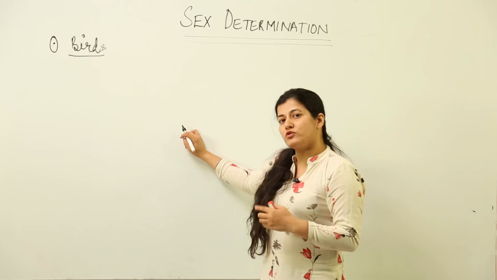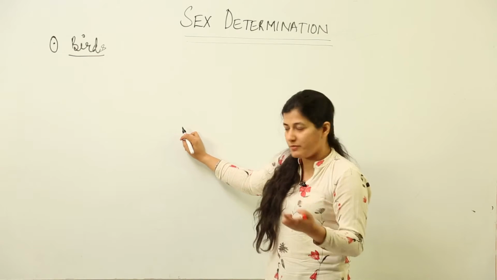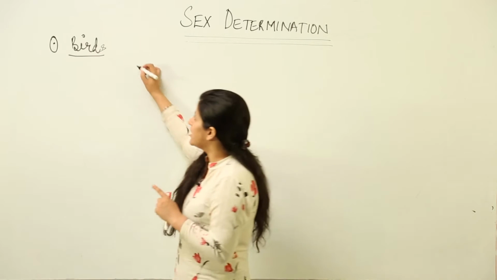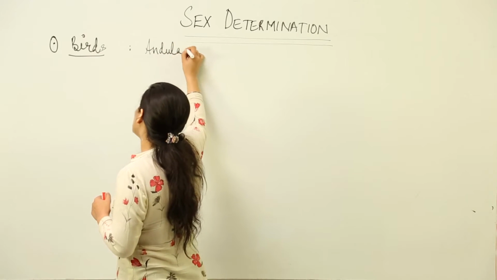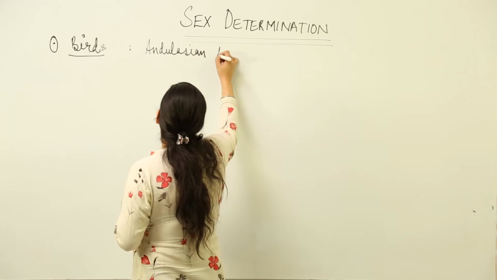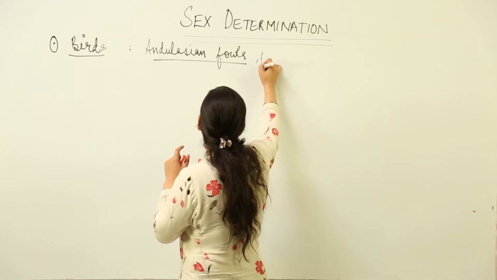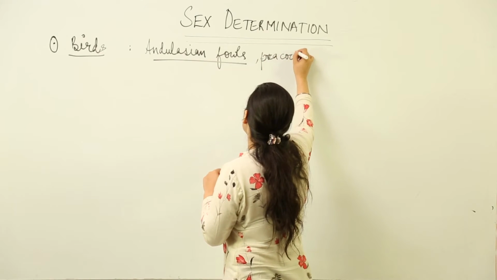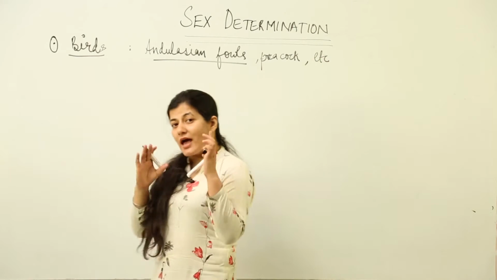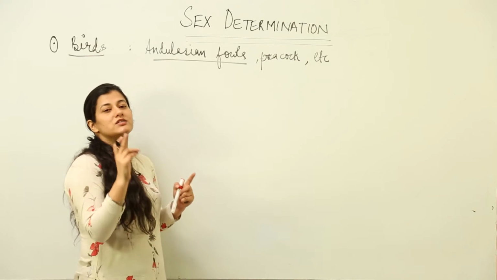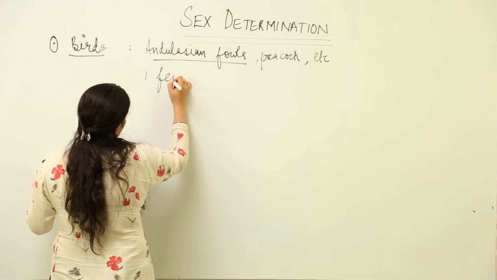So, what kind of chromosomes when inherited would give rise to a male bird and what kind of chromosomes would give rise to a female bird? First thing you have to remember is that in case of birds, for example a peacock, or fowls, most of the birds I would say, you have peacock, peahen. The first point that you have to remember is that over here, unlike human beings, the female is going to be heterogametic.